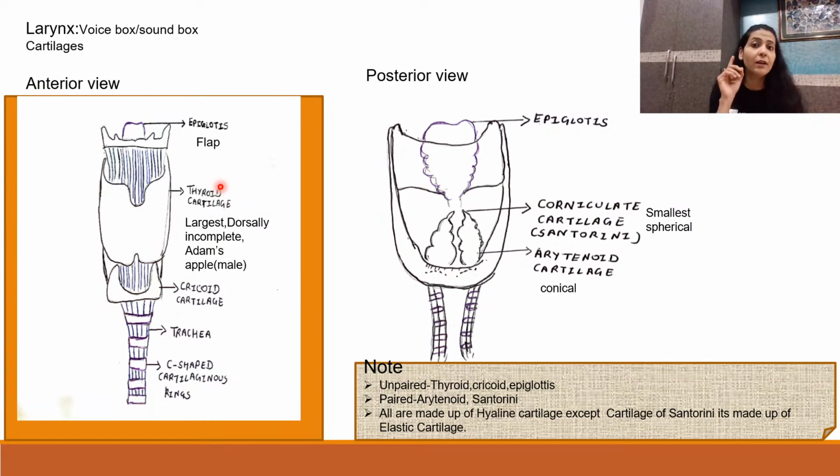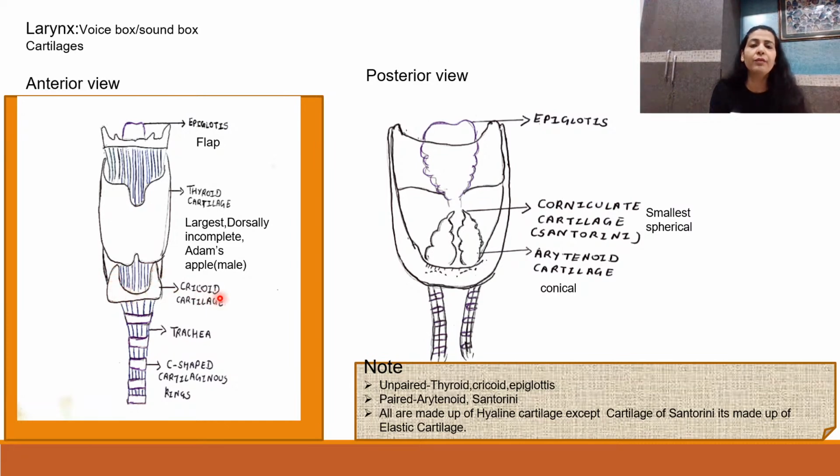So three things to remember very clearly. I am talking about thyroid cartilage. Don't get confused with thyroid gland. It's a thyroid cartilage which is part of the larynx. It's the largest cartilage. It is dorsally incomplete and it shows an outgrowth in boys during puberty, which is known as Adam's apple. All right. So the movement of Adam's apple while someone is speaking is because this has outgrown. All right. Okay. Now, right next to thyroid cartilage, can you see this?